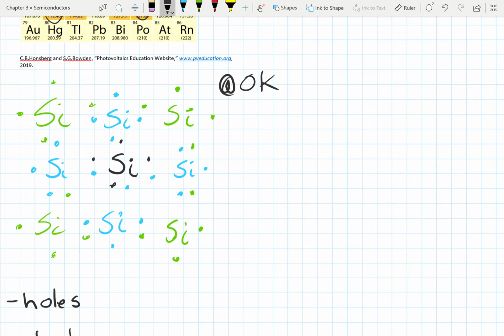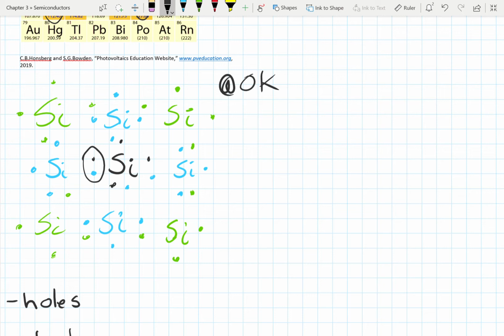Those silicon atoms each share one electron with this black silicon, and as you can see right here, they're forming a covalent bond. When you have a pair of shared electrons, it forms a covalent bond. And this keeps the whole lattice together.